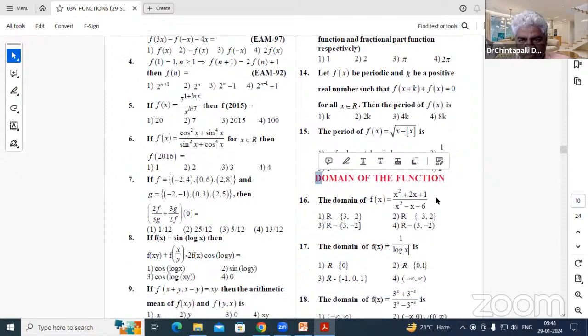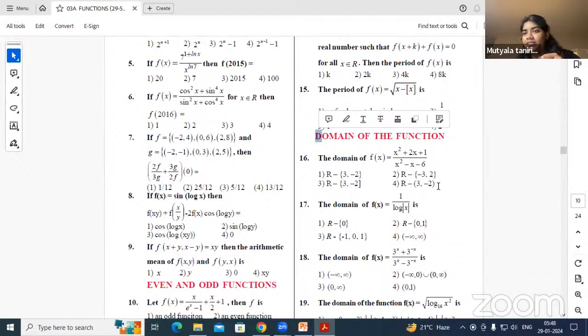See, domain of the functions. I think you can solve this sum, the 16th. But keep in mind that you can ignore the numerator. If there is 1 or 2 or something, we don't care. Only take the denominator part. I think you can answer this question directly. X square minus 3x plus 2. So all real numbers except for 3 and negative 2.